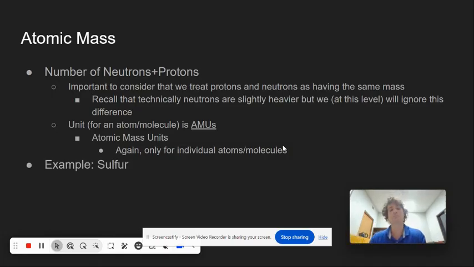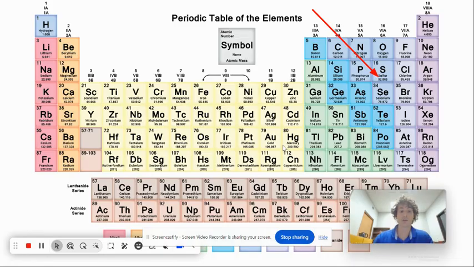Okay, so sulfur, if I look at sulfur on the periodic table, it has an atomic number of 16 protons, and it has a mass of 32.066 AMUs. You say, why is it a decimal? Simplest answer is because this is an average, specifically what's called a weighted average.